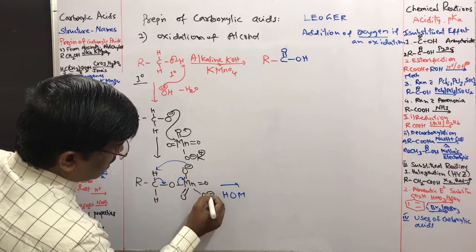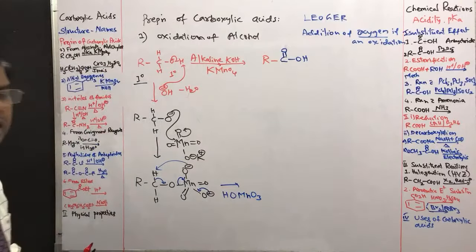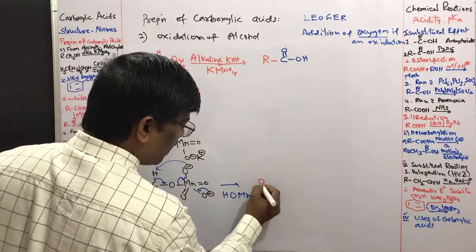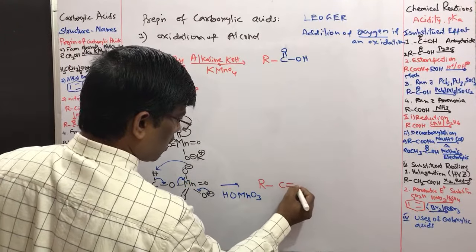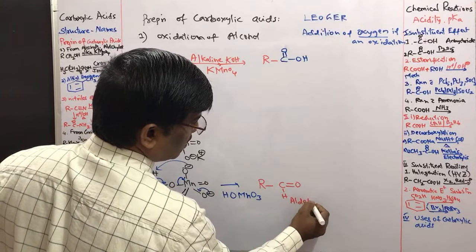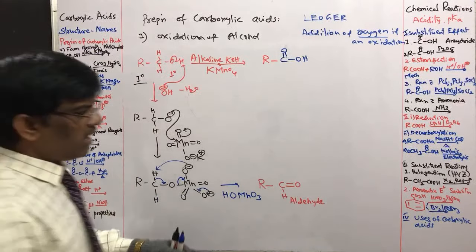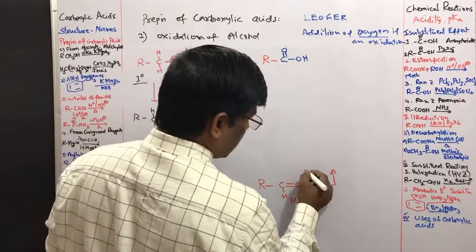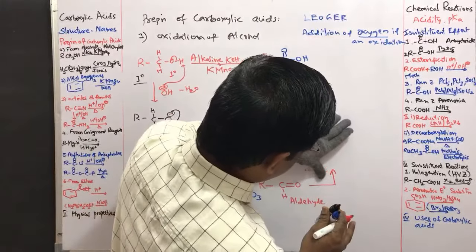It is going to lose HMnO3, and it is going to give an aldehyde. This aldehyde is going to be an intermediate. Yes, students. So this aldehyde further reacts with HOH, or we are going to have OH in the reaction mixture.